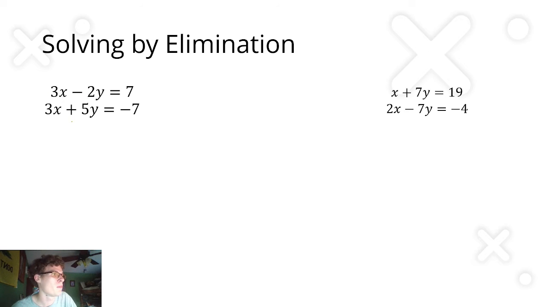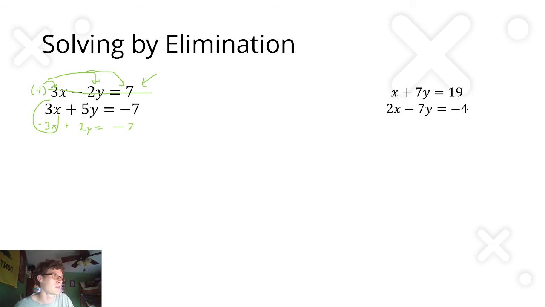The best way to do it for this first one is I think I'm going to multiply the first equation by negative 1. If I multiply the first equation by negative 1, that means I'm distributing negative 1 into all the terms. So negative 3x plus 2y equals negative 7. Now that we have these two equations, we just manipulated this one, so we have negative 3x plus 2y equals negative 7.